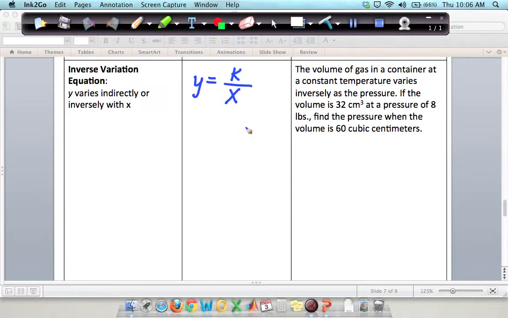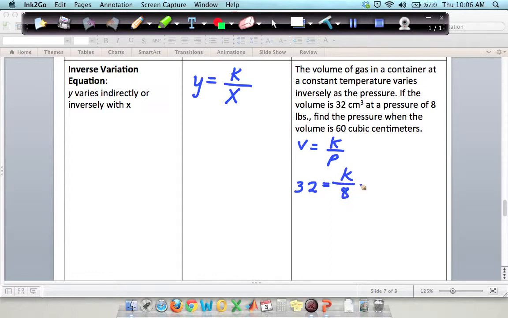This says the volume of gas in a container at a constant temperature varies inversely as the pressure. So let's write this as an equation. I'm going to use V for volume. V varies, K, inversely as the pressure, so divided by P. I now am going to find K, so it says if the volume is 32 cubic centimeters, so that's my volume, at a pressure of 8 pounds.